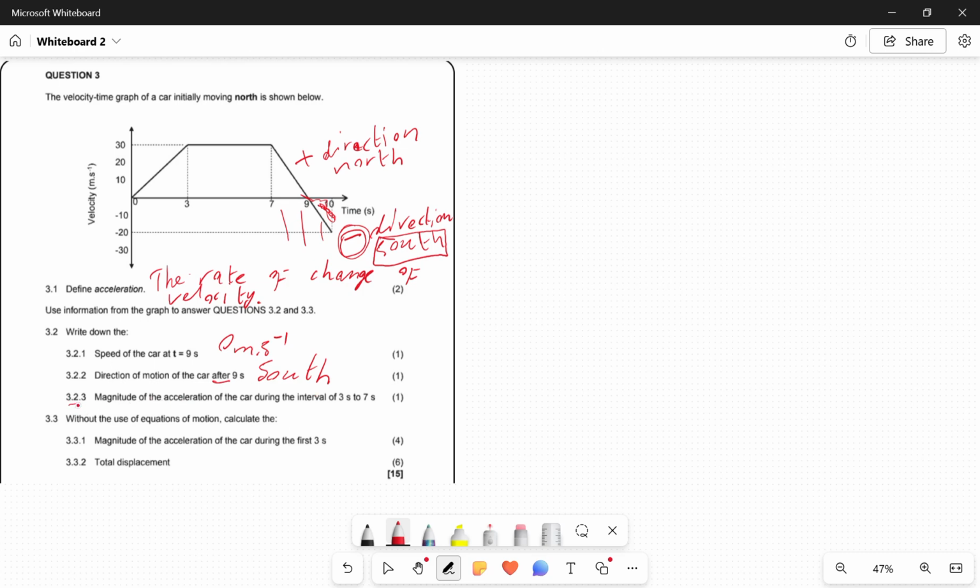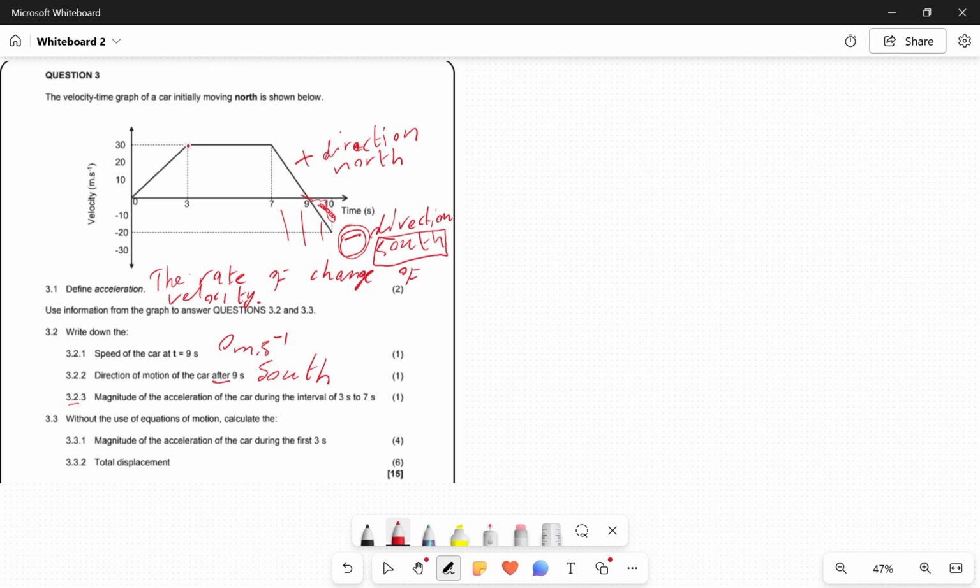Now move on to 3.2.3. They say calculate the magnitude of the acceleration of the car during the interval of 3 seconds, or rather they are asking what is the magnitude of acceleration of the car during the interval of 3 seconds to 7 seconds.